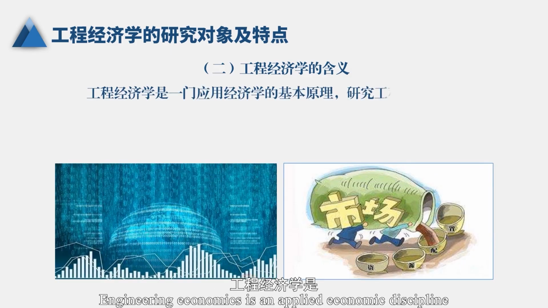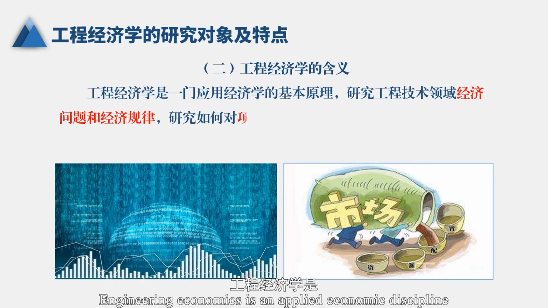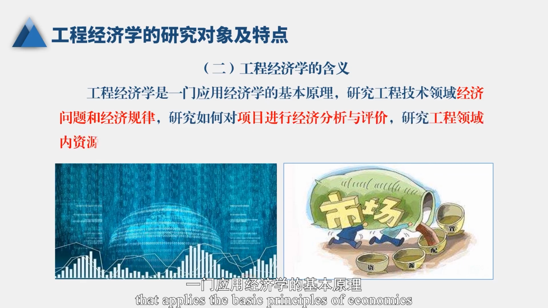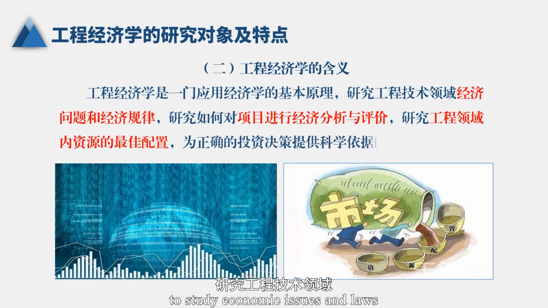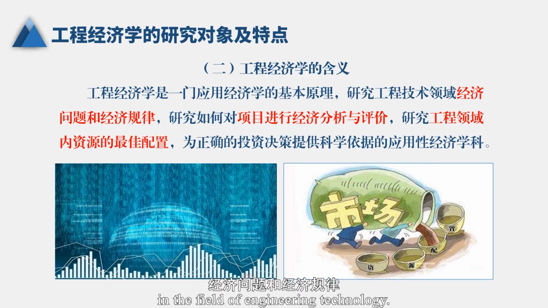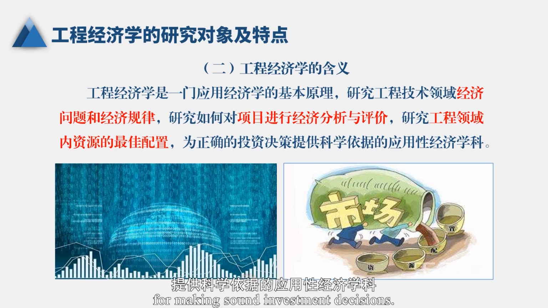Engineering economics is an applied economic discipline that applies the basic principles of economics to study economic issues and laws in the field of engineering technology. It focuses on how to conduct economic analysis and evaluation of projects, how to optimally allocate resources within the engineering field, and provides a scientific basis for making sound investment decisions.